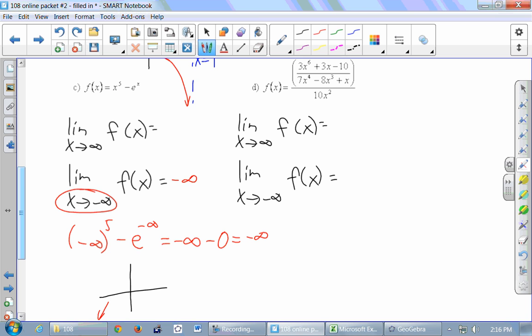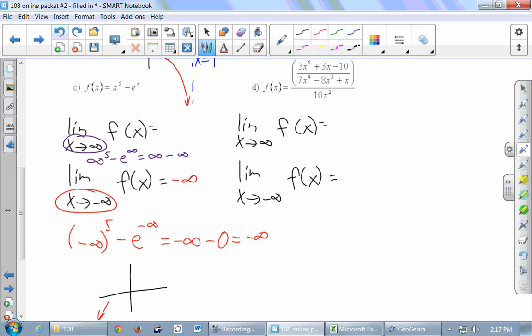And then to the right, when x goes to positive infinity, I'm looking at infinity to the 5th minus e to the infinity. So that's infinity minus infinity. Both of these things are very big. So the question is, do they just cancel? Is it just 0, infinity minus infinity? Or does one of these infinities win and drag the other one with it?